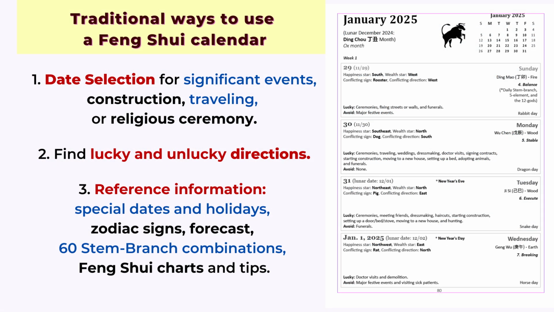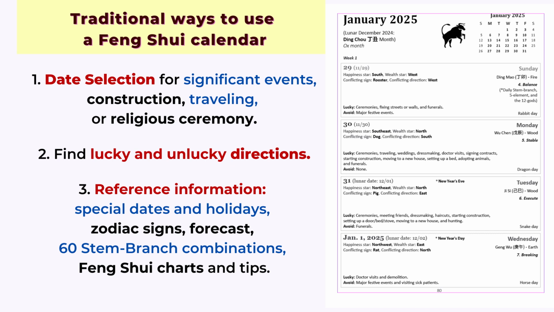The number one reason to use a Feng Shui calendar is for planning an important event. It can be a wedding, moving to a new house, finding the right day to start a business, or signing a contract. And if you are going to have a construction, it's better to start on a lucky day and a lucky direction. And if you have major traveling, a long-distance trip, maybe related to business, it's good to pick a lucky day and maybe a lucky direction.